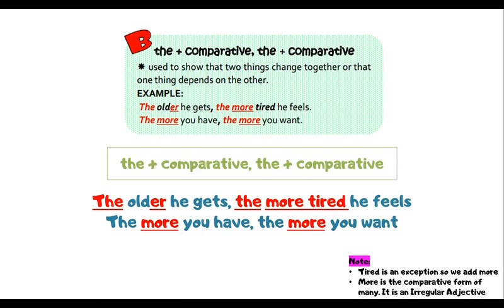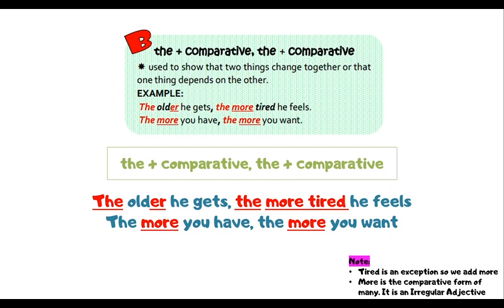Okay, I believe in here you are getting confused. Wait, ma'am, I don't get it. Okay, relax. For the first one, take a look at the note. Tired is an exception, so we add more. Even though tired has only one syllable, or two syllables, I mean, we don't put er at the end of the word. Instead, we add more in the beginning of the word, so it becomes more tired. Remember, it is an exception, okay?